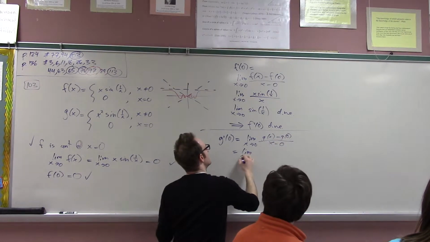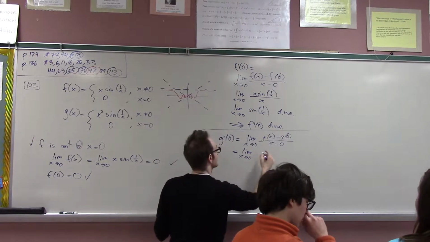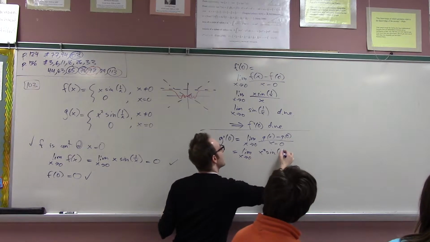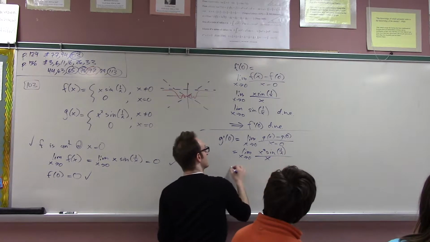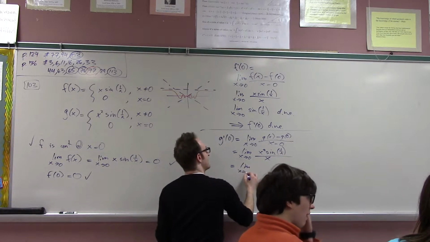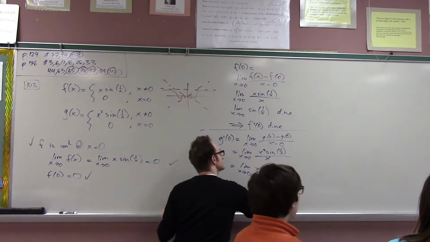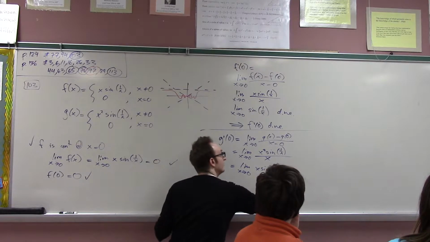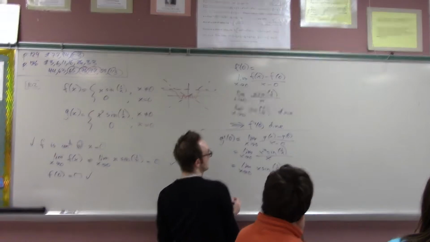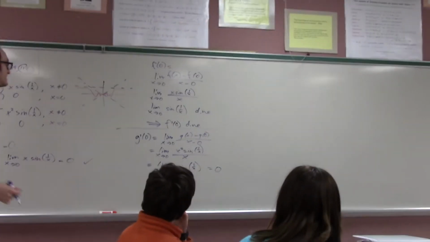So that's the limit as x goes to 0. Well, what is g of x? It's x squared sine 1 over x minus g of 0, which is 0, over x. Well, this is the limit as x goes to 0 of x sine 1 over x. And what is this limit? 0. And in addition, this function does have a derivative.